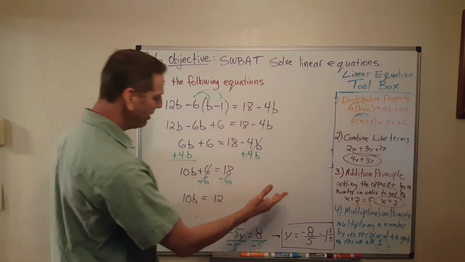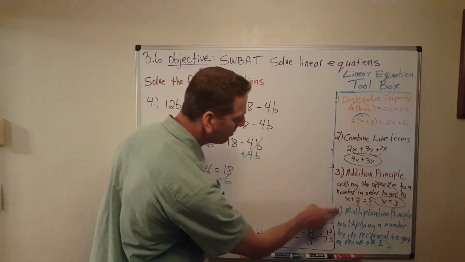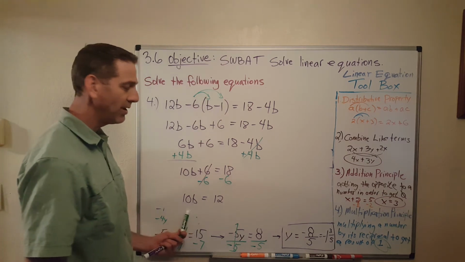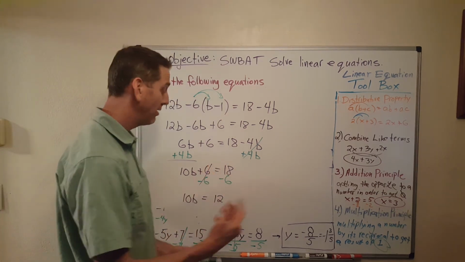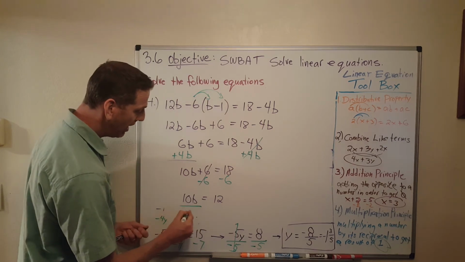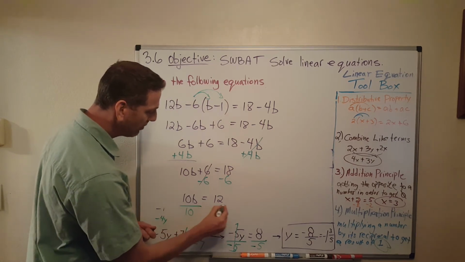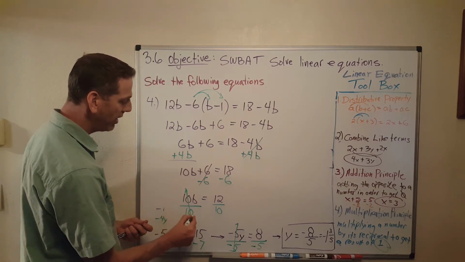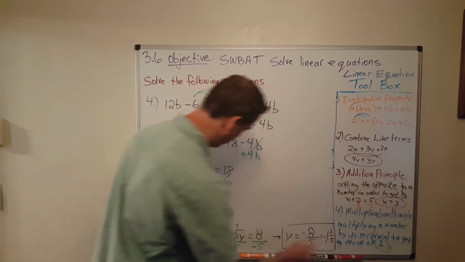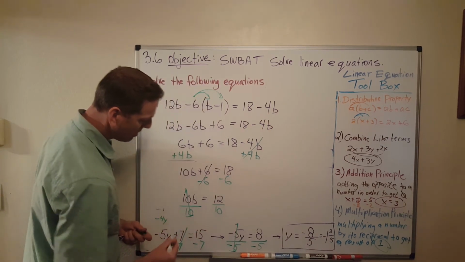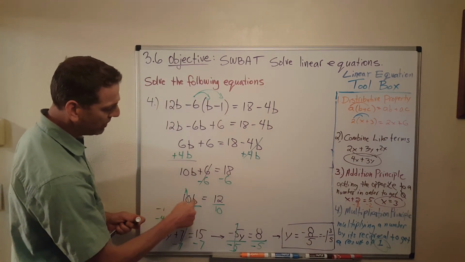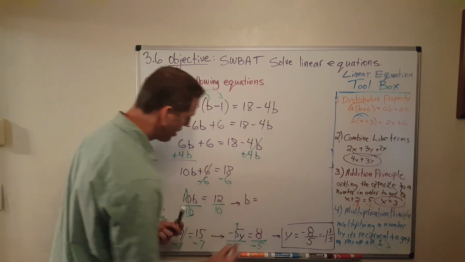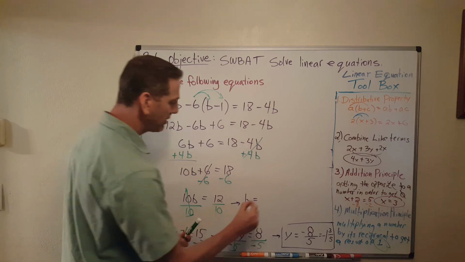I don't have any more adding or subtracting to do, so now I can move on to multiplication principle. The inverse of multiplying is either the reciprocal or division. So I'm going to divide both sides by 10. Okay, 10 divided by 10 is going to give me 1, right? I'm looking for a result of 1. Okay, so I get 1b, or just b, equals what? 12 divided by 10?